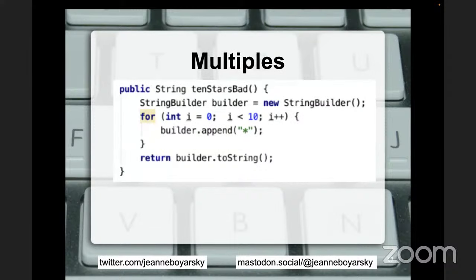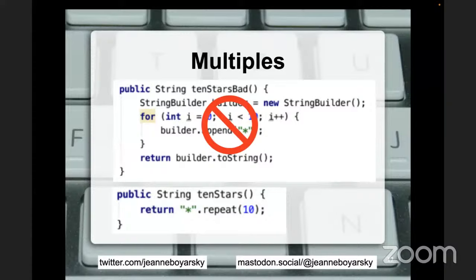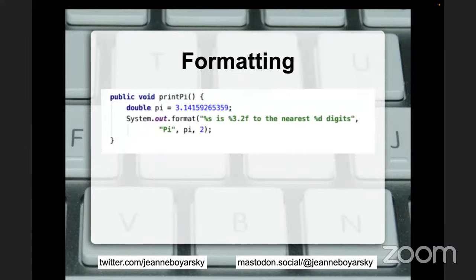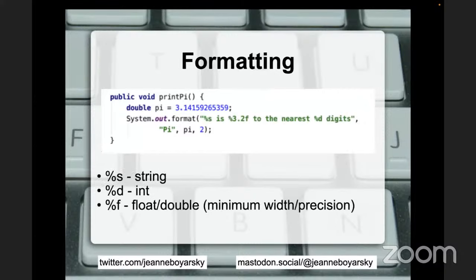Okay, now we have multiples. This is a loop that gets 10 of the same string. That can be done in one line as well. Since Java 11, but still useful. We can format strings: string, integer, float, or double, and new line.